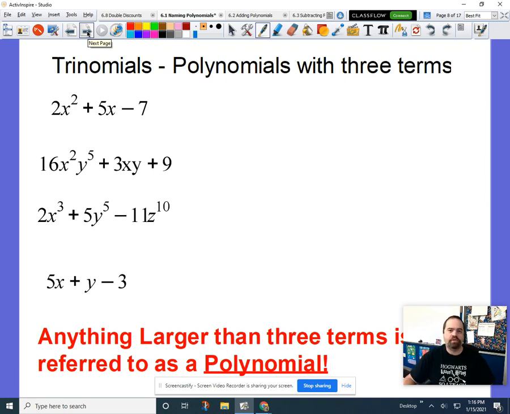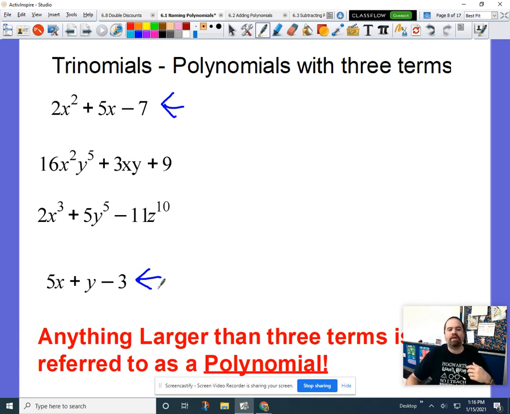Trinomials, three terms. Like a triangle, a tricycle, a tripod, have three legs, three sides, three angles, that kind of stuff. That's what you're looking for. So you're going to have three terms separated by different combinations of addition and subtraction. Each of these is a trinomial. So we've actually done these guys here. That is a quadratic trinomial. This one here is a linear trinomial.